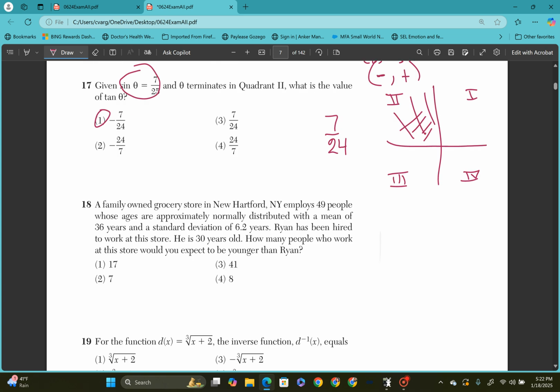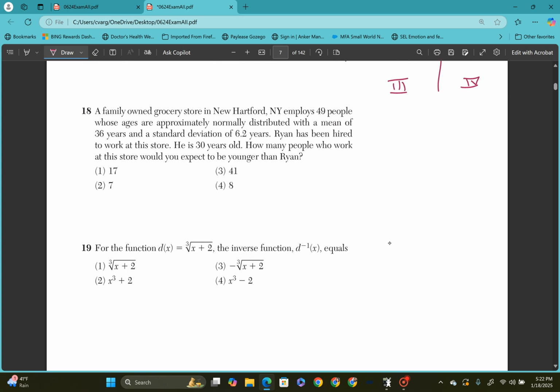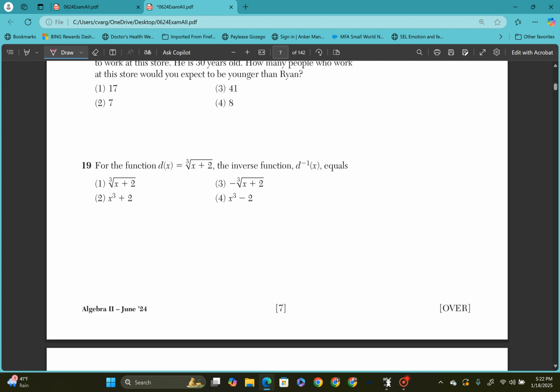Okay. We're going to skip number 18. That is not one of the ones that we learned, even though it's pretty straightforward to do. Question number 19. We definitely should circle this. So it says for the function, find the inverse. Okay. So d of x is the same thing as y equals the cube root of x plus 2. Okay, so inverse means take x and y and switch it.